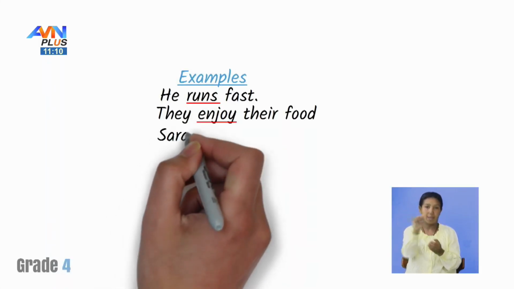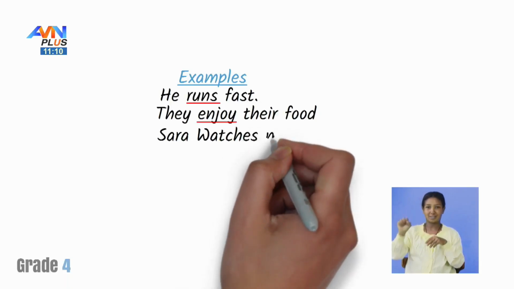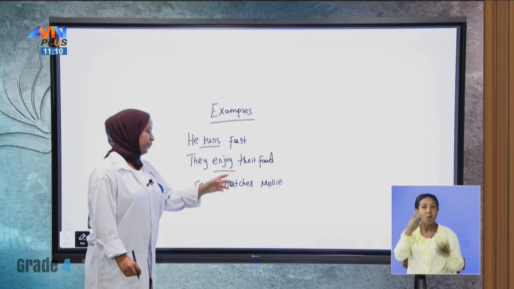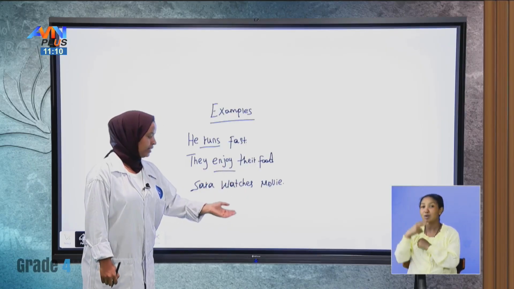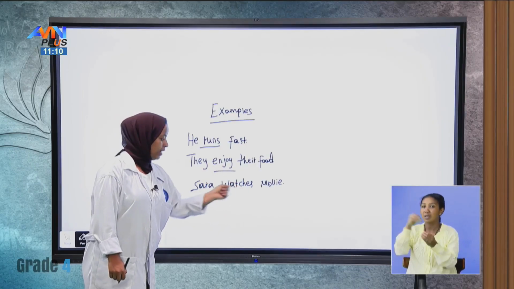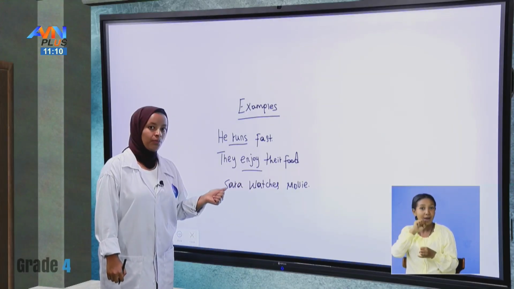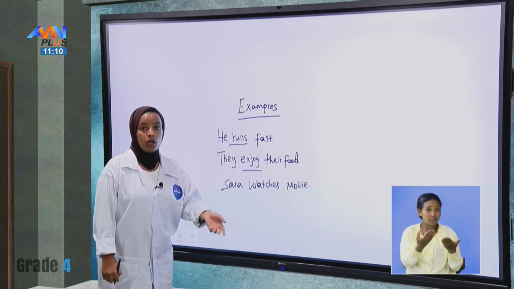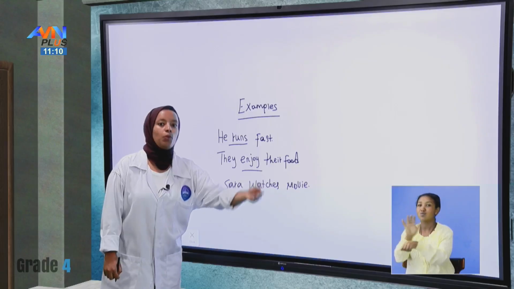Sarah watches movies. Here the base verb is watch, but we add es at the end of the verb because Sarah is what? A singular noun. So Sarah watches movies. Let us keep going, students.